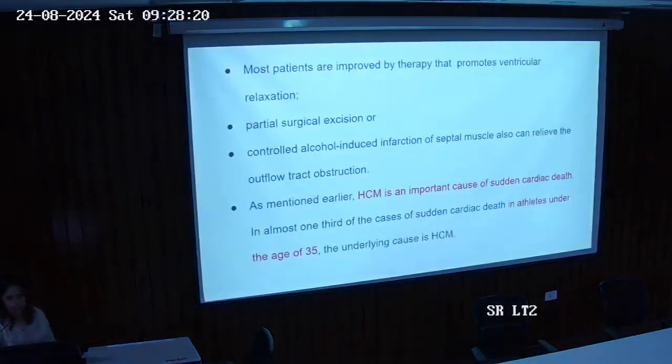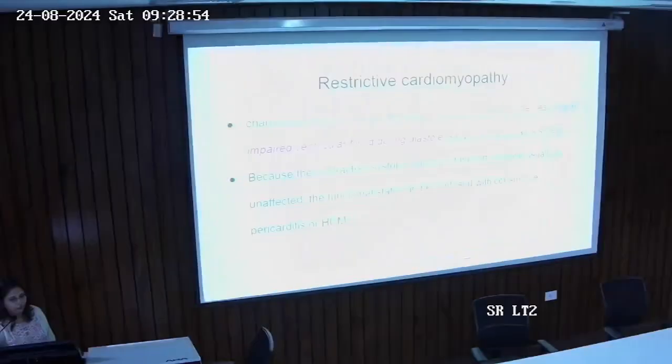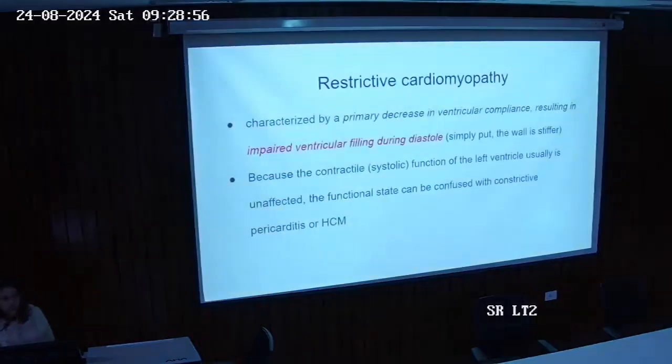Most patients are improved by therapy that promotes ventricular relaxation. The treatments are partial surgical excision and controlled alcohol-induced infarction of the septal muscle. Alcohol is injected so that the muscles get infarcted because there is hypertrophy. We want to reduce the muscle mass, right? HCM is the most common cause of sudden cardiac death. In almost one-third of cases of sudden cardiac death in athletes under the age of 35, the underlying cause is HCM. Now the third type is restrictive cardiomyopathy.